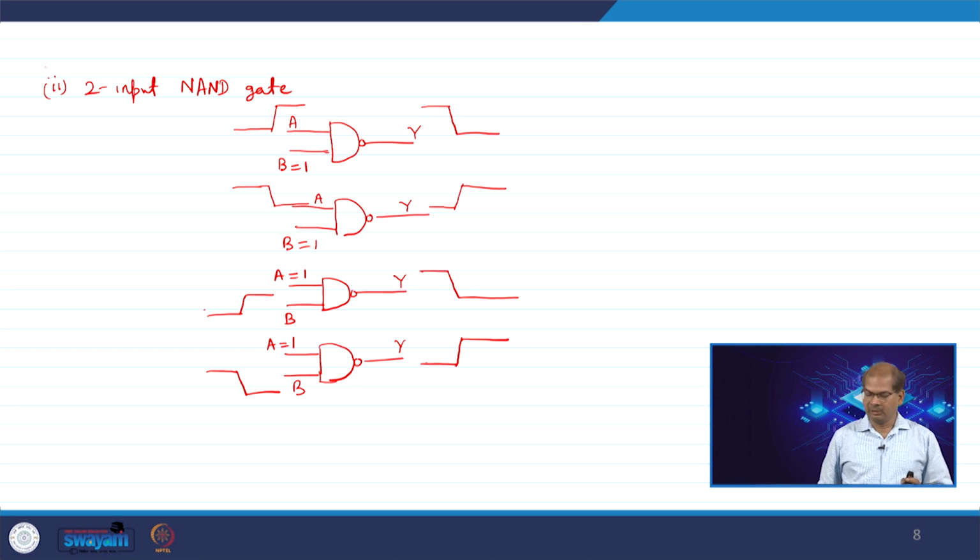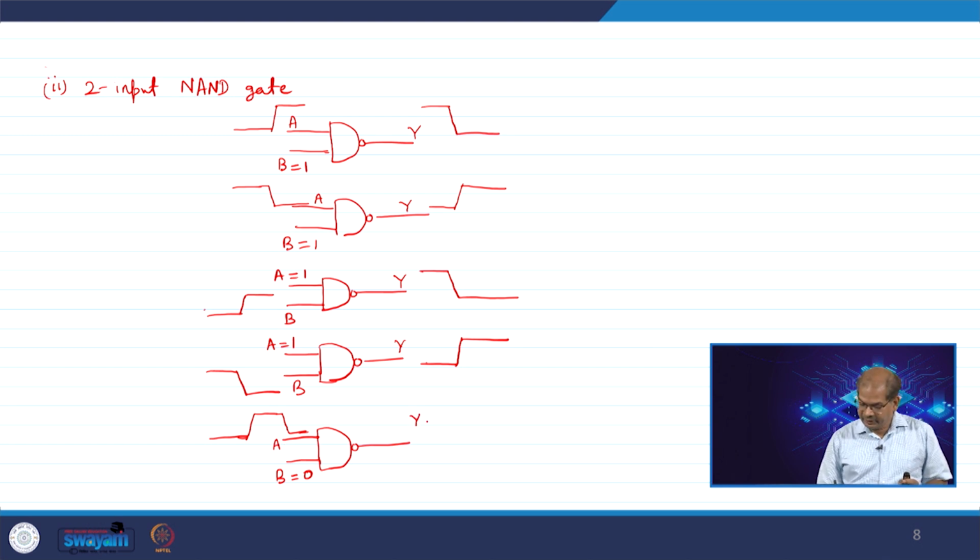You have 4 arcs, but there is an arc which is not valid. Because in a NAND gate, let us say your B is 0 and A is doing a rise and fall transition.